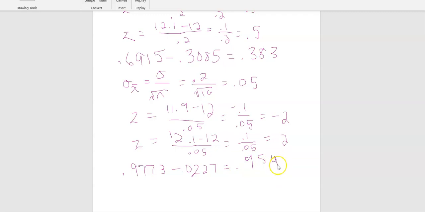And notice that's quite different than what we got right here, number 1. So if we have a sample, we have to use this for our standard deviation of the sampling distribution. If we have a single value, we are using the same information we used in our last section.